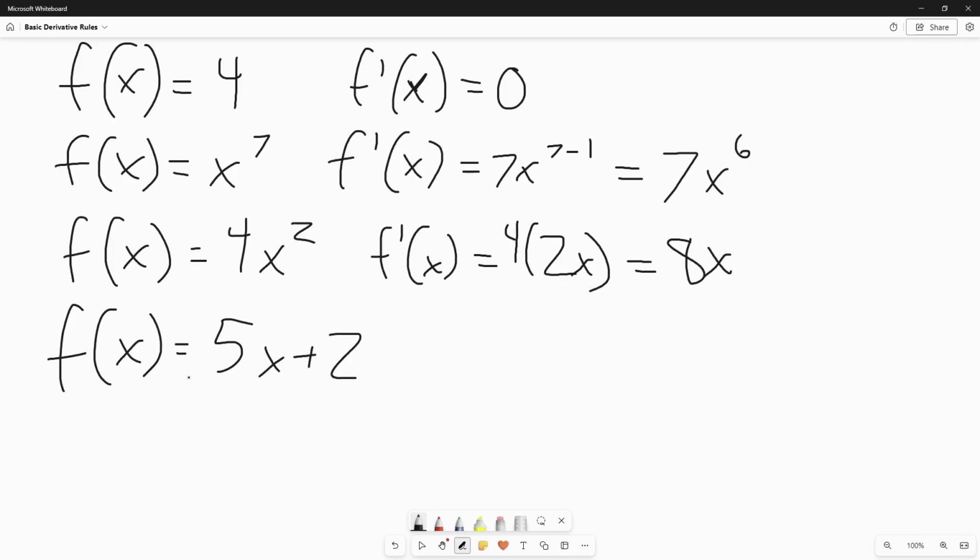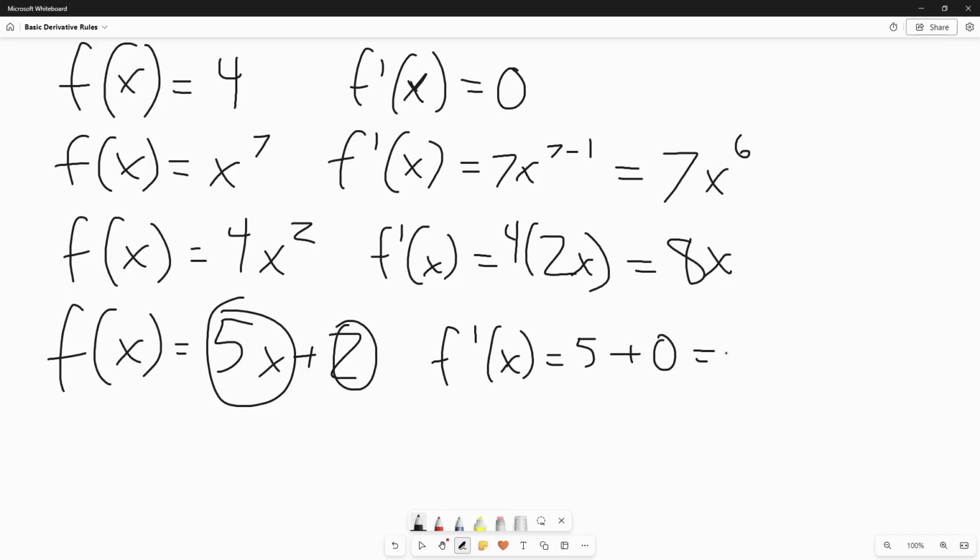And for this last one, we have f of x is equal to 5x plus 2, and we can just find the derivatives of each thing individually. So 5x and 2, and we add them together. So f prime of x is equal to the derivative of 5x, which is 5, and the derivative of 2. And we learned before, the derivative of a constant is always 0. So 5 plus 0 equals 5.